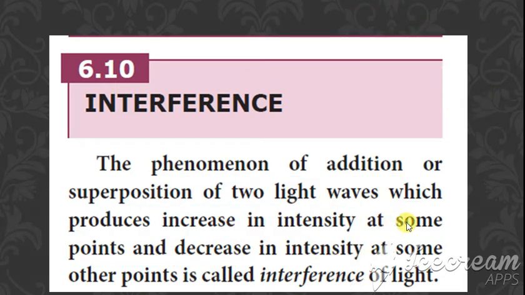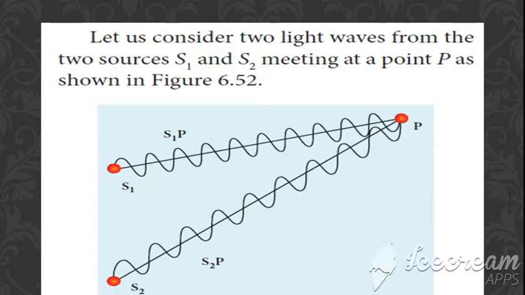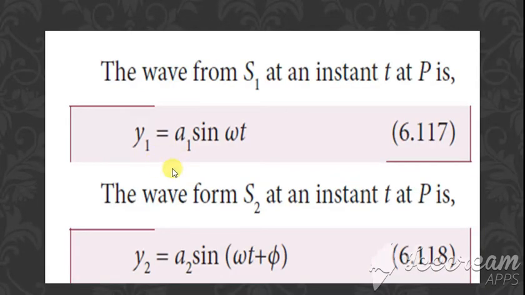Clear? For this, let us consider two light sources S1 and S2, and these two are meeting at the point P. The equation y1 is equal to a1 sine omega t. General equation is y is equal to a sine omega t. For y1 we write a1 sine omega t, and for y2 we write a2 sine (omega t plus phi). For the two waves we write this because of the interference.